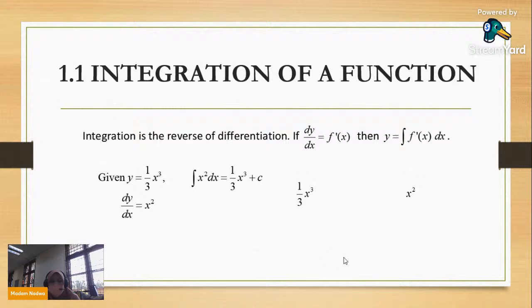Just want to say that integration is the reverse process of differentiation. So this is what the first slide is all about. Just want to state that integration is the reverse process of differentiation. Okay.